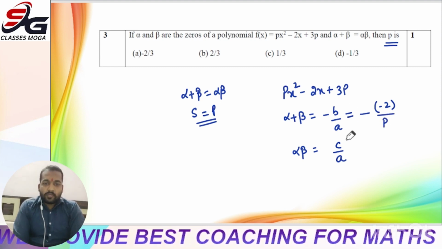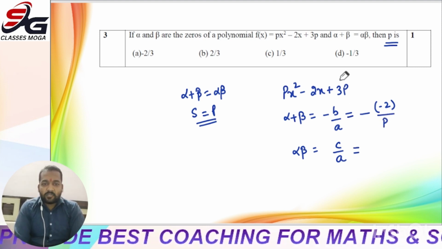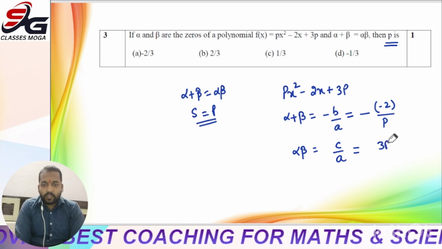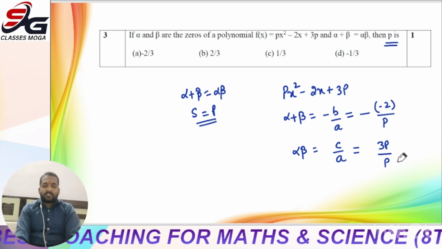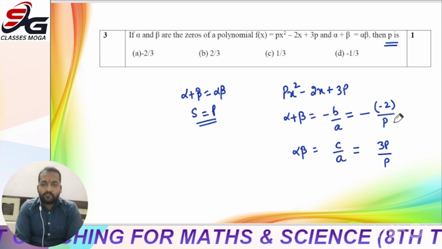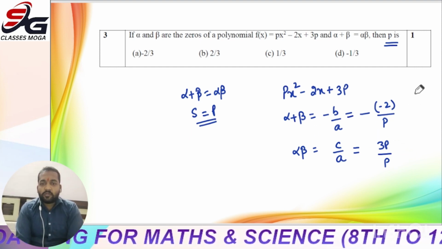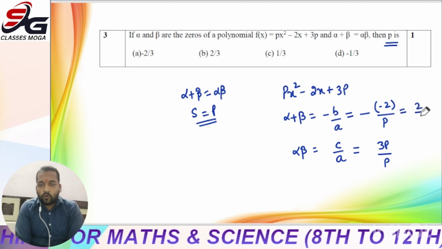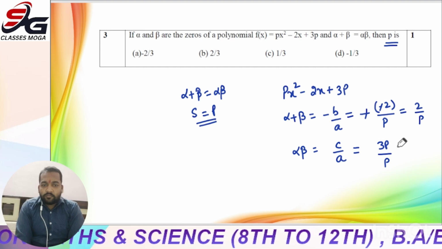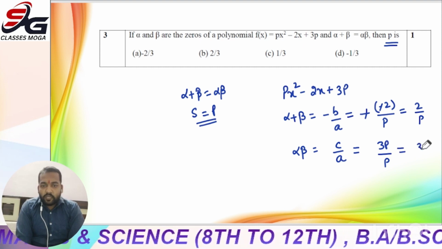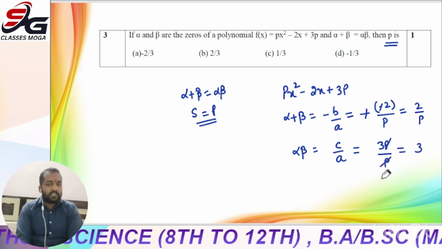a is p. Now similarly, c is what? c is 3p and a is p. So this is the sum of roots and this is the product of roots. The sum of roots is 2 over p, because minus minus is plus, and the product of roots is 3 only, because this p is cancelled out with this p.